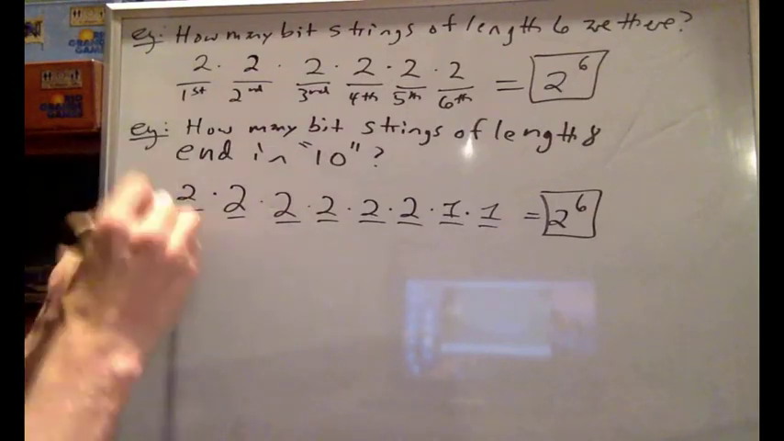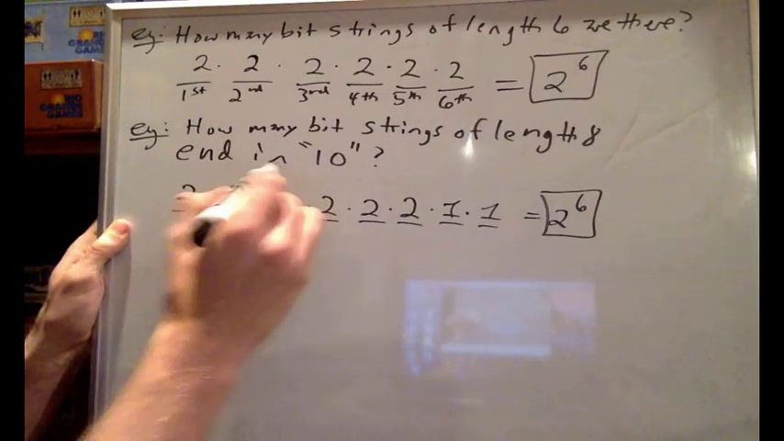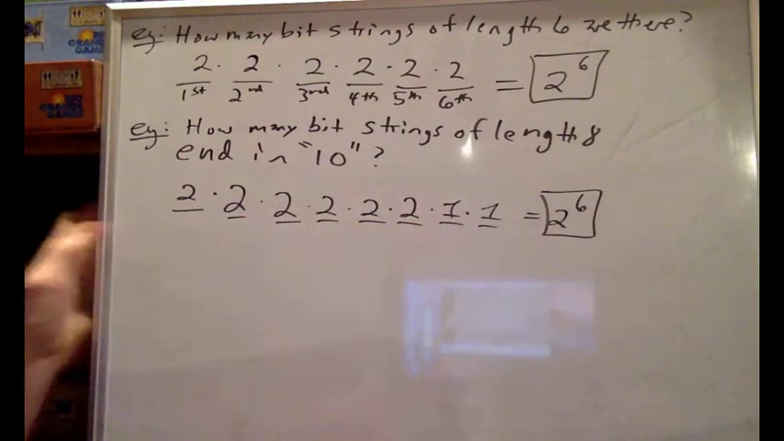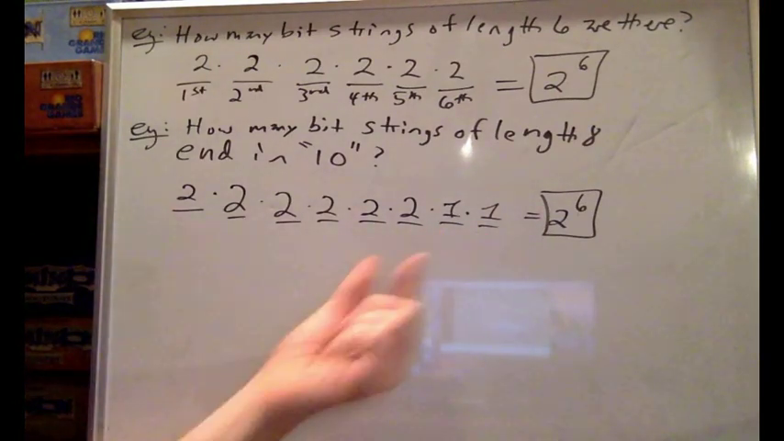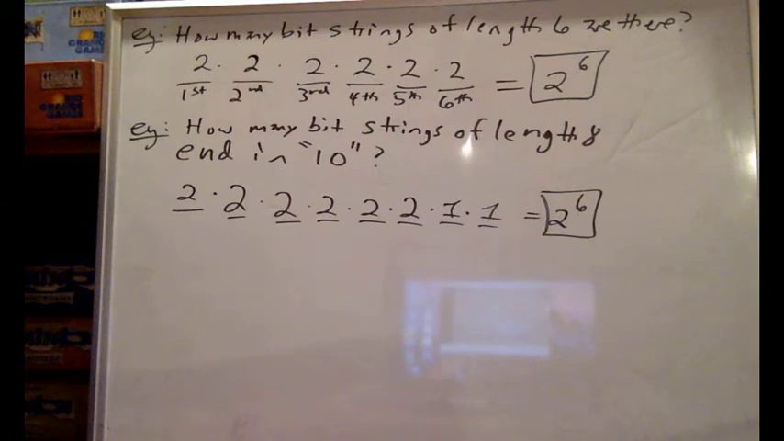So I choose this, and I choose this, and I choose, and all the way down. So if I'm fixing the last 2 bits, then this is still essentially a 6-bit string.